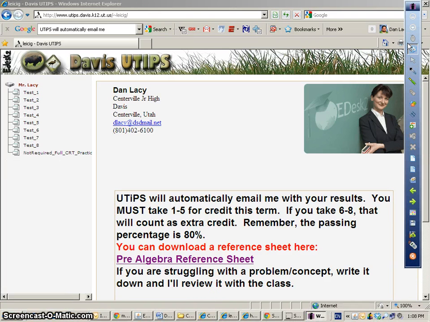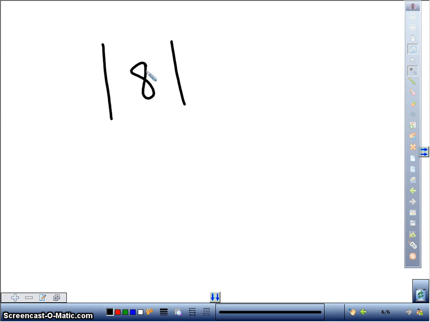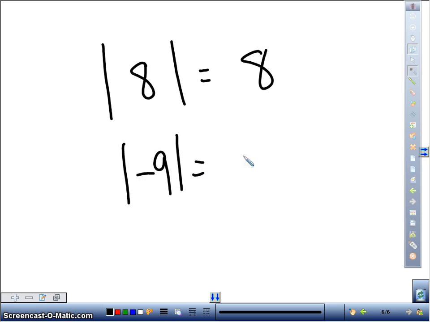All right, the next thing that we need to cover for this quiz is absolute value. Absolute value can be kind of tricky, and it's not something we spend a whole lot of time on. What it means is this: when you have these two vertical lines and a number in the middle, no matter what it is, it's going to come out positive. So if it was -9, it would come out positive 9. If it was positive 8, it comes out positive 8. So no matter what, it comes out positive.